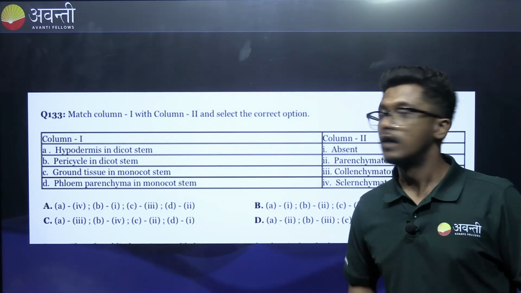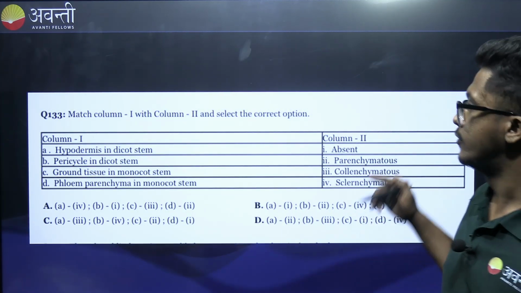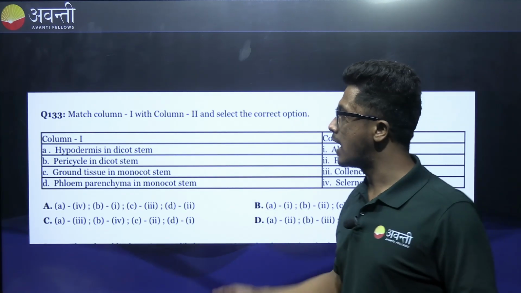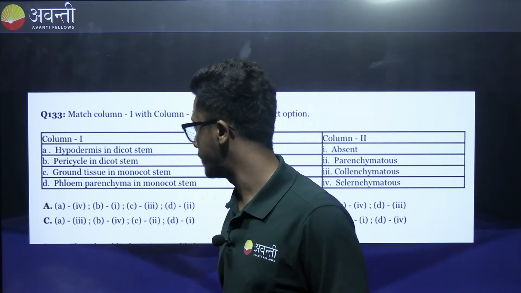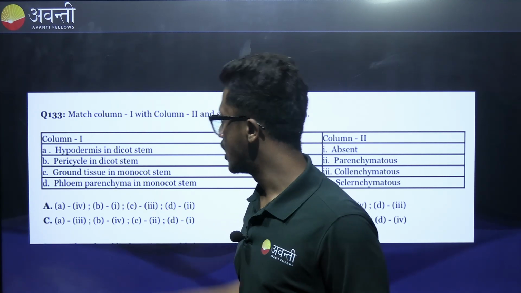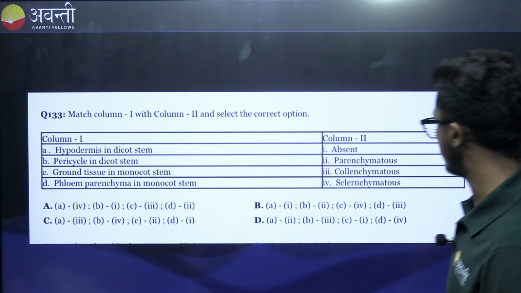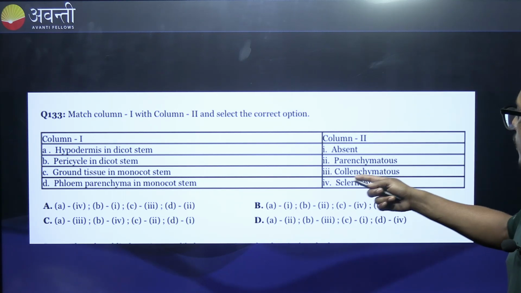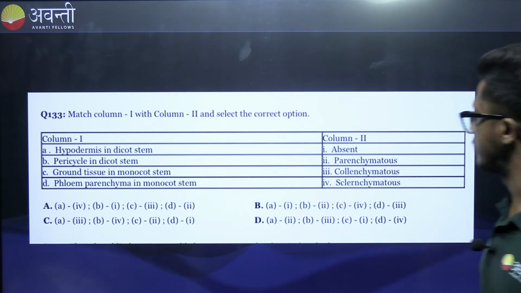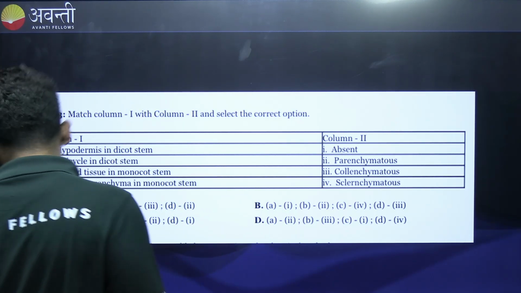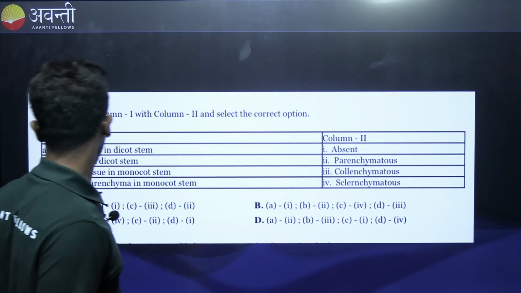You have 133. Match the following. So in column 1 and column 2, let's see, in column 1 they have given us hypodermis in dicot stem, pericycle in dicot stem, ground tissue in monocot stem, and then phloem parenchyma in monocot stem. Then you have absent, then you have parenchymatous cells, collenchymatous cells, and then you have sclerenchymatous cells. So let's see, what is our right option here?